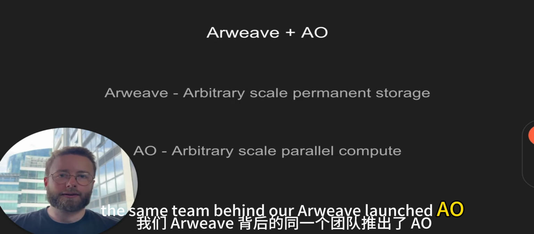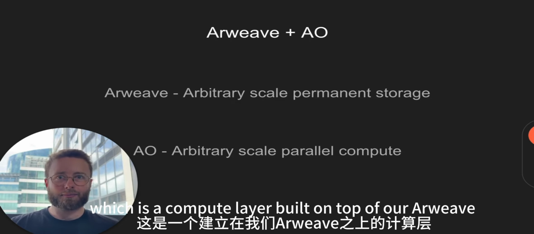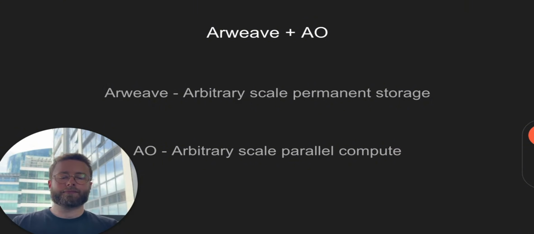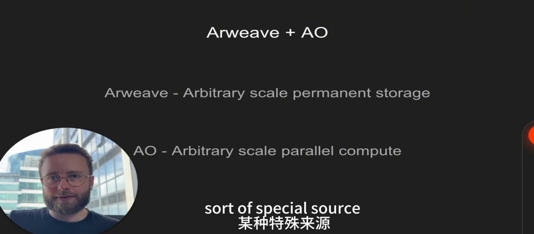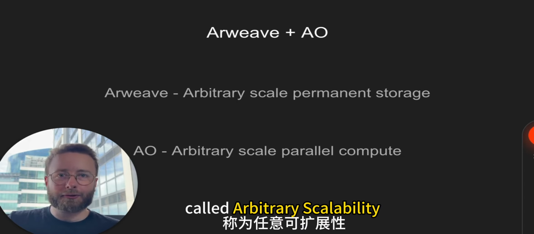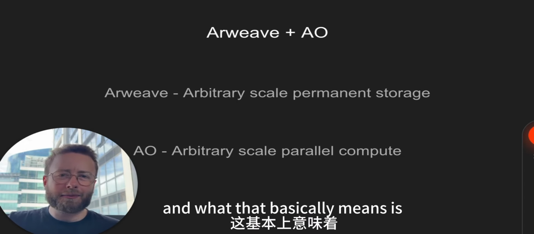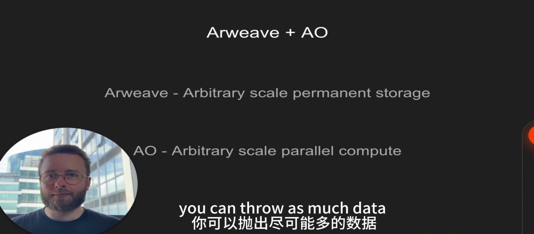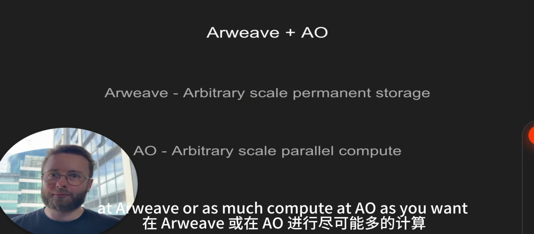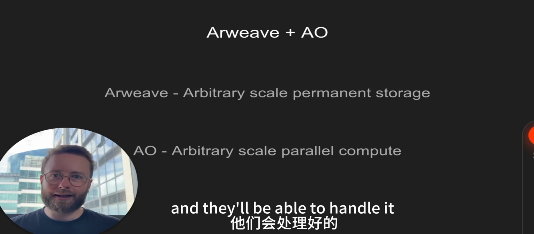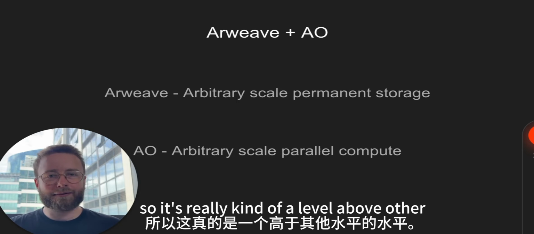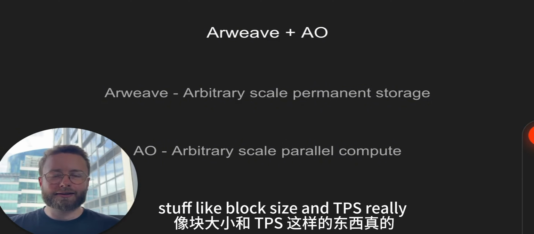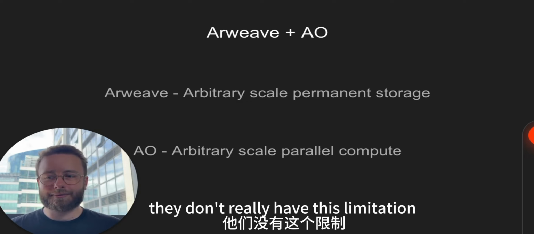And just this year, the same team behind Arweave launched AO, which is a compute layer built on top of Arweave. Each of these technologies has its own special sauce, which gives them this outstanding property called arbitrary scalability. What that basically means is you can throw as much data at Arweave or as much compute at AO as you want, and they'll be able to handle it basically indefinitely. It's really a level above other blockchains, which are limited by things like block size and TPS. Arweave and AO don't really have this limitation at all.